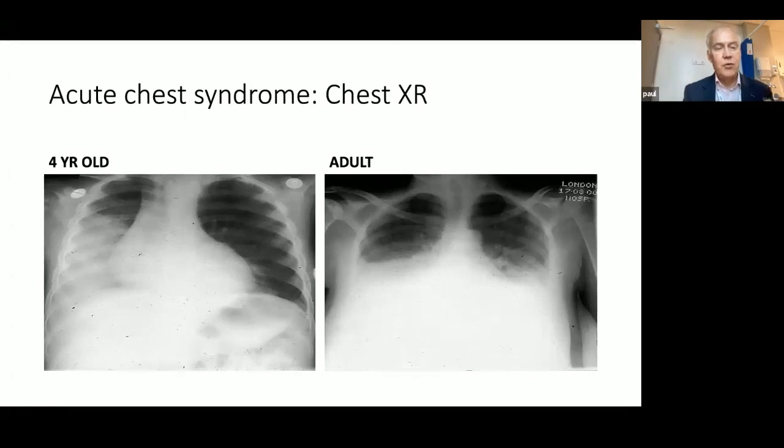It's possible that the 4-year-old on the left there actually has a pneumonia, but we would still call that an acute chest syndrome. And often in the young child, there is this more sort of pneumonic type presentation, sometimes without too much pain. And this child would require antibiotics, but would also require painkillers if needed, plus consideration of the need for transfusion. The adult on the right is very typical of a severe acute chest syndrome, which requires early intervention to prevent rapid deterioration.